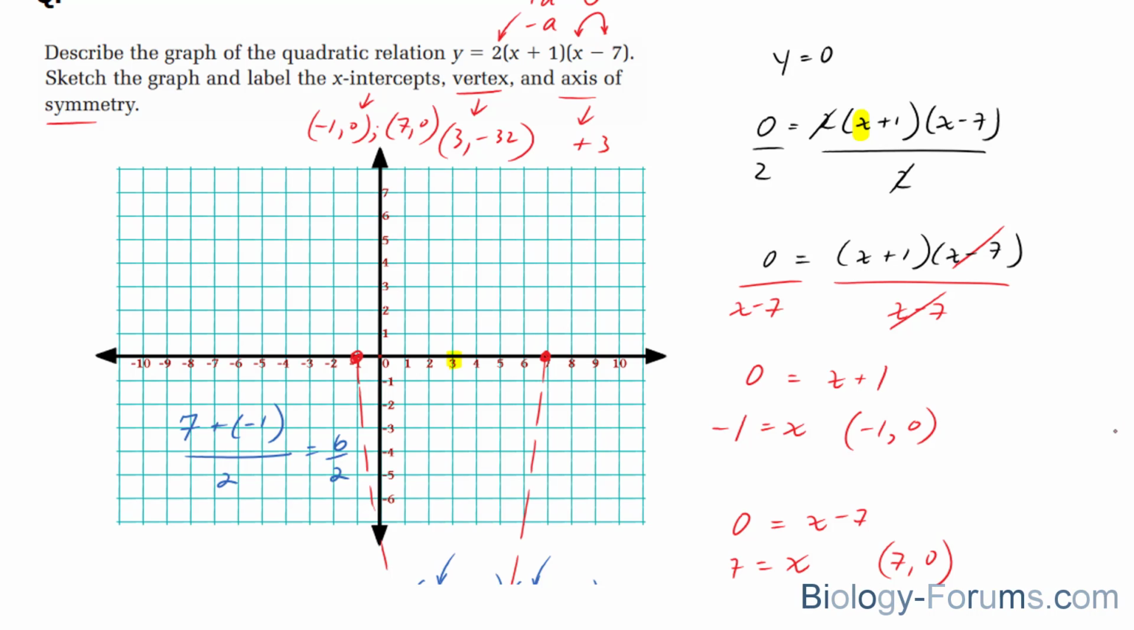Now also one thing to keep in mind is that if the quadratic relationship is in factored form, you can assume that it will pass the x-intercept, and so therefore you can easily solve for your roots, which represent your x-intercepts.